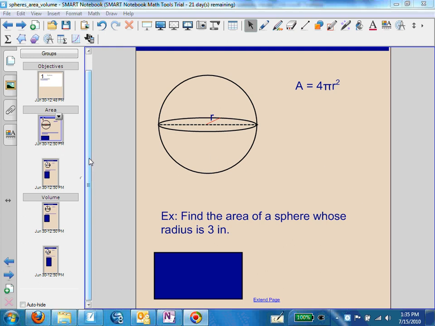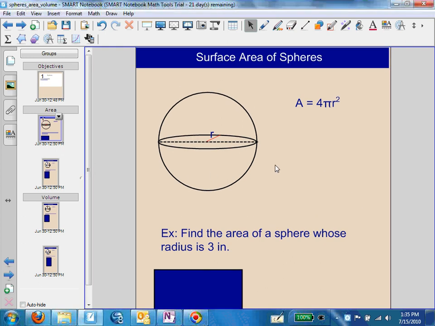In this section, we're going to be learning about both the surface area and the volume of spheres. The formula for the area of a sphere is 4 times pi times radius squared. So let's look at an example.